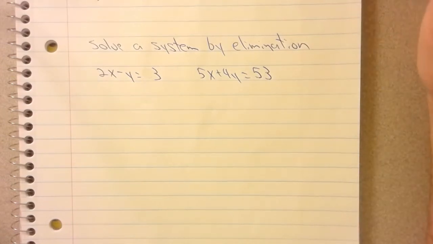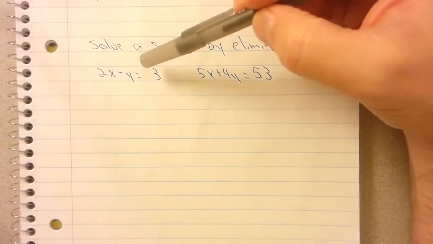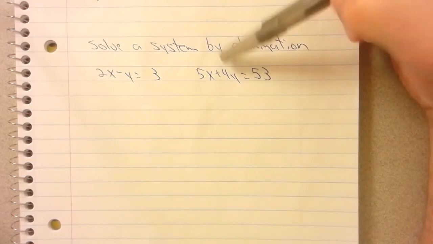Alright guys, today we're going to solve a system of equations by the elimination method. Previously we did the graphing technique and then we solved by substitution. Now we are going to use the elimination method. So we got to find the point of intersection of these two straight lines.